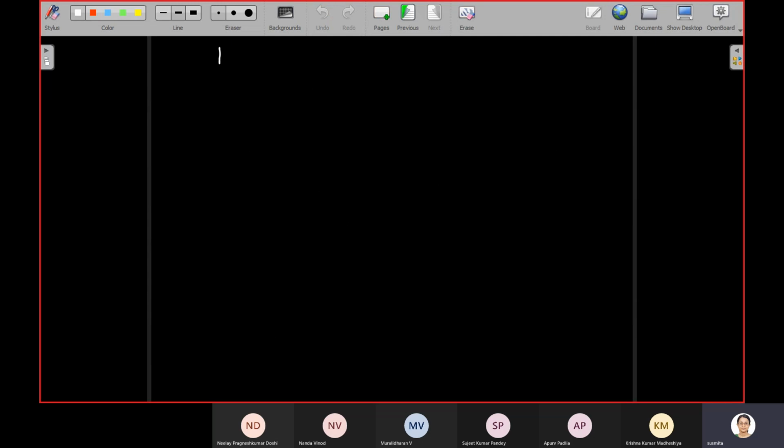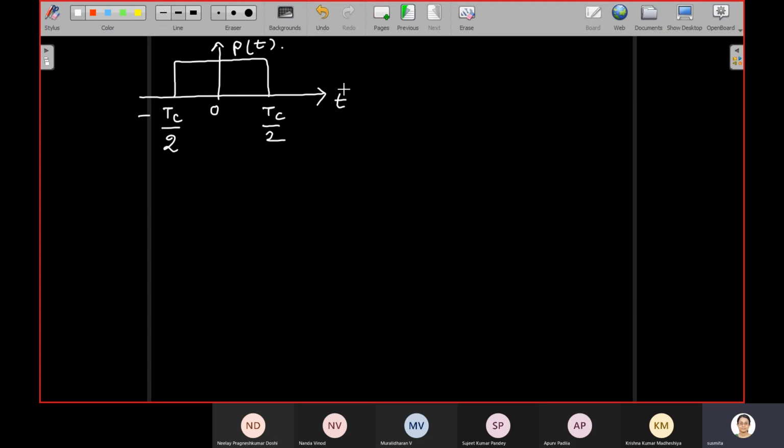Let's represent a single chip graphically. So this is the time axis, and let's call P of t as P of t is just a single chip. So this is Tc by 2, this is 0, and this is minus Tc by 2, where Tc is the chip width.